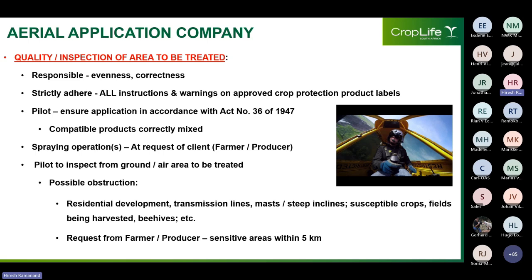Now, before starting any operation, the pilot needs to inspect from the ground or from the air the area to be treated. And in doing so, will locate and note any possible obstruction, for example, residential development, transmission lines, masts or steep inclines, susceptible crops, fields being harvested, or beehives, potential environmental obstacles, for example, watercourses, and request from the farmer producer the confirmation about the source of any such sensitive areas within 5 kilometers from the area to be treated.